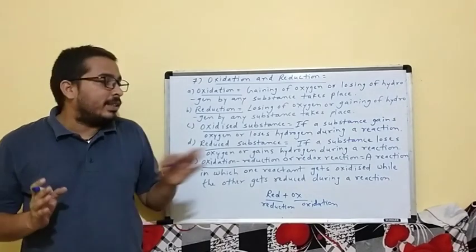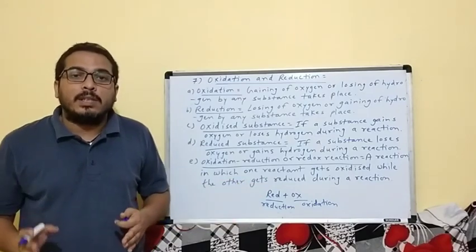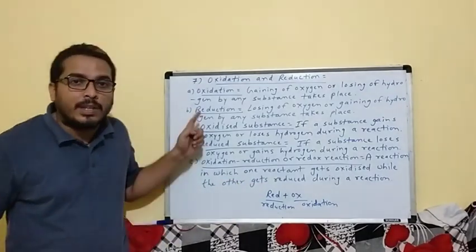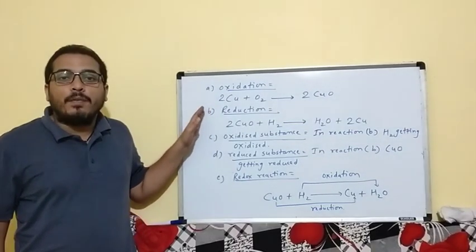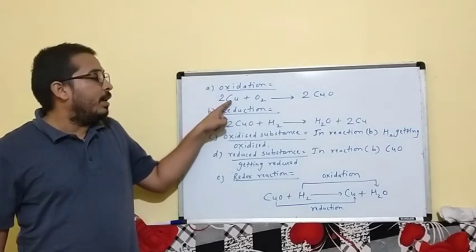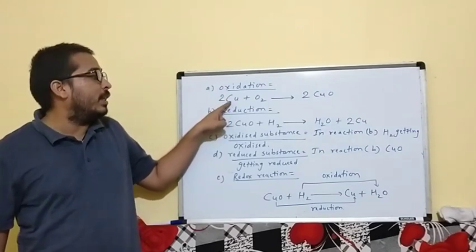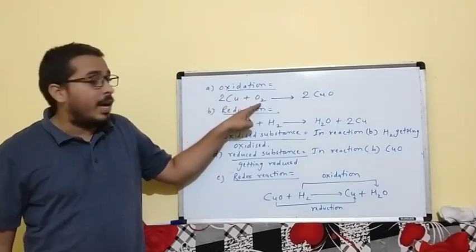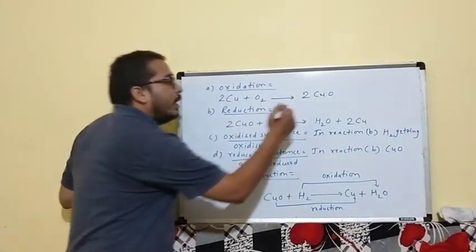We will understand all these terms with the help of some examples. You can take the screenshot of the given terms. So my dear students, some examples of each term are given here. First one is oxidation. If any substance gains oxygen, it is called oxidation reaction. So in this reaction, copper gains oxygen and forms copper oxide. It is called what? Copper oxide.